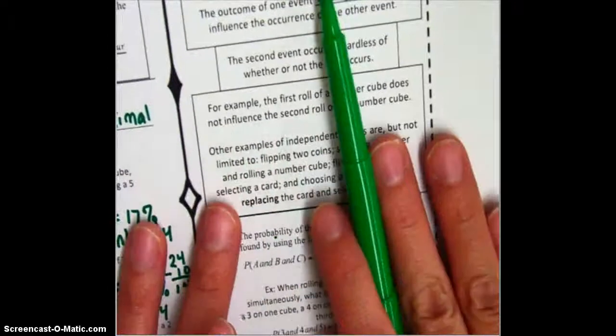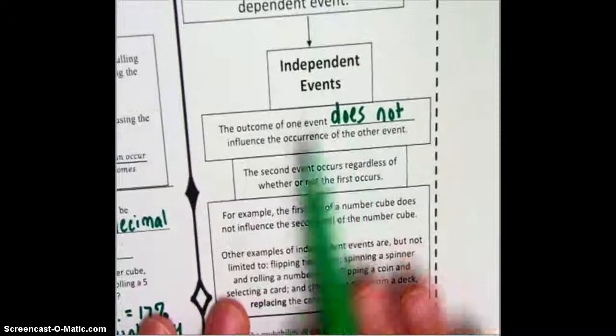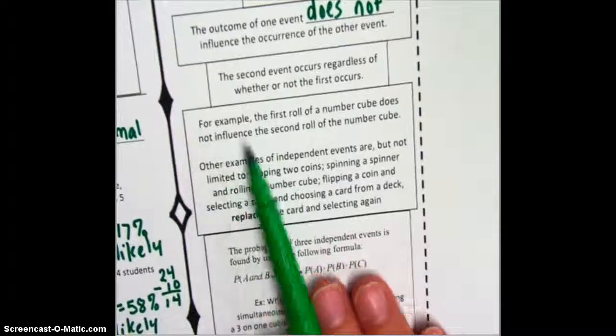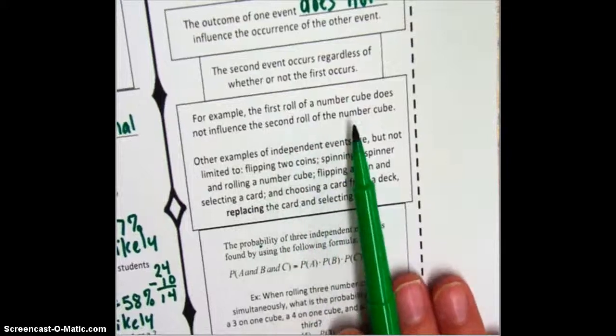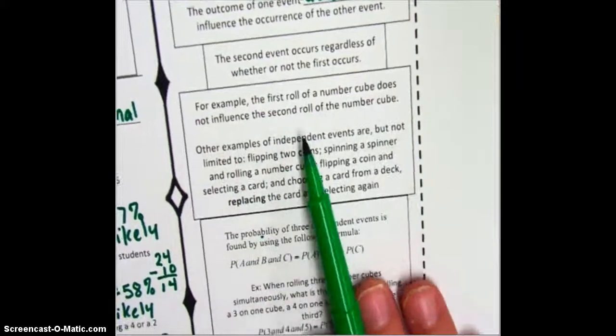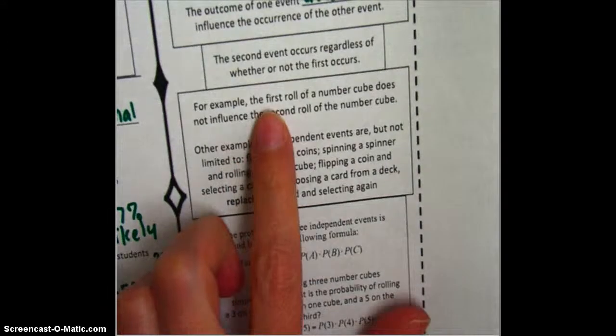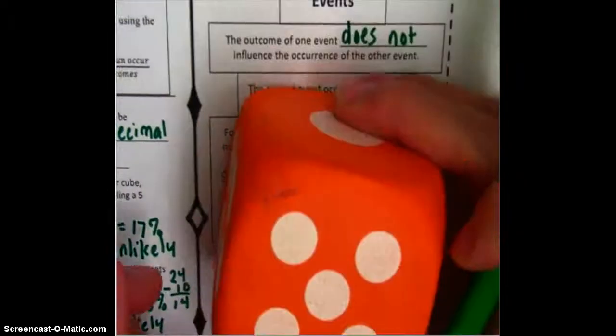For example of an independent event, again remember independent event is one does not influence the other. It says, for example, the first roll of a number cube does not influence the second roll of the number cube. So the first time you roll a number cube, you have 6 sides. So here I rolled a 5.